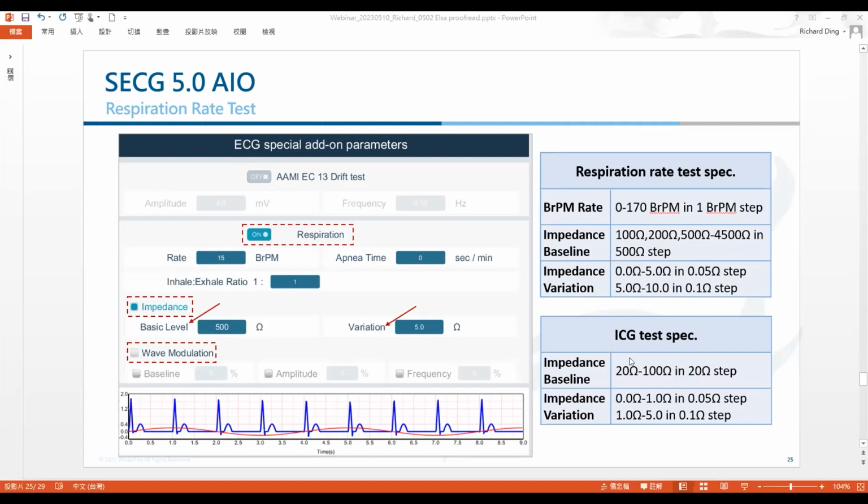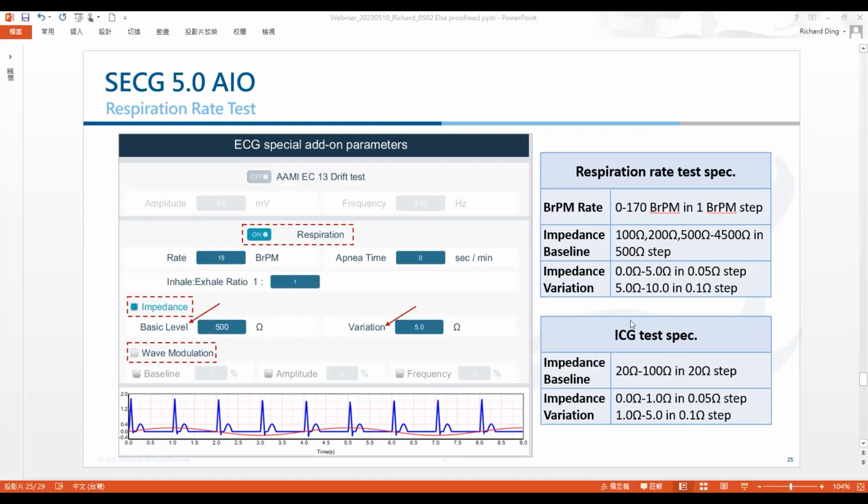But the ECG test is different. You can set up 20 to 100 ohm in 20 ohm steps, and 0 to 1 ohm in 0.05 ohm steps, and 1 to 5 in 0.1 ohm steps. Okay, this is for the ECG test. For both impedance measurements, we can use this impedance variation range here.